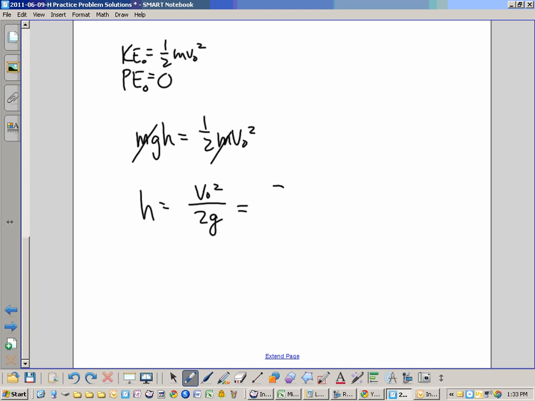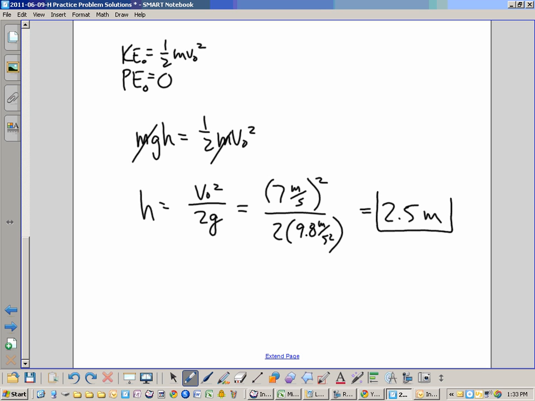All right, so 7 meters per second, and I know I messed up the precision there, over 2 times 9.8 meters per second squared. Dimensional analysis: meters squared per second squared, over meters per second squared, leaves meters. We're looking for a height, so we're good there. So 49 divided by 19.6, got to be about 2.5. All right, 2.5 meters. So it goes 2.5 meters.